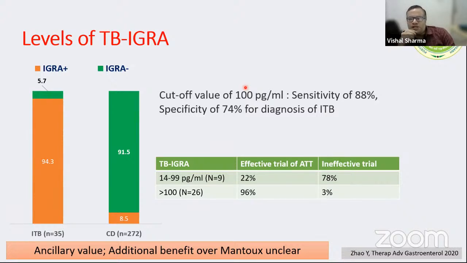Now, once we've used IGRA, I don't think there is any additional benefit of using a Mantoux test. So Mantoux has its own problems. It can be positive even if there is some past vaccination with BCG, etc. So one of these one can use. Mantoux is much cheaper, but with IGRA, you could have cutoffs also, which can help.